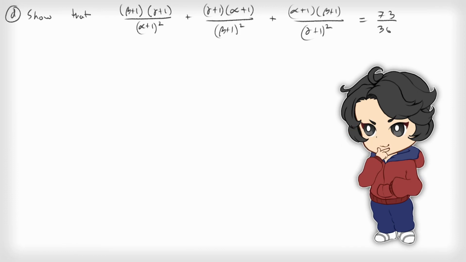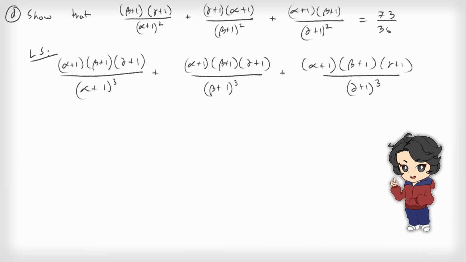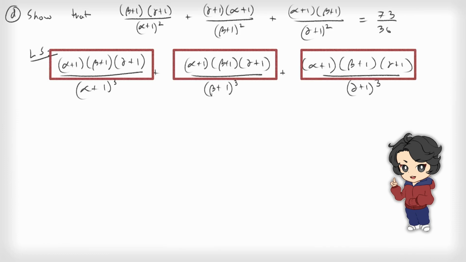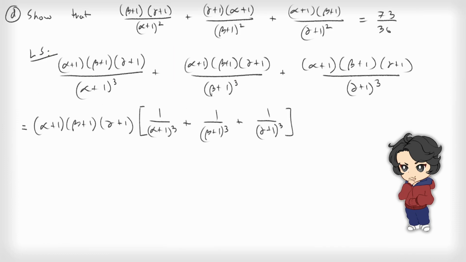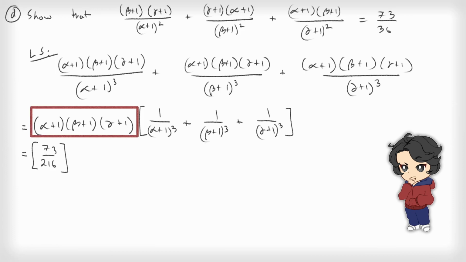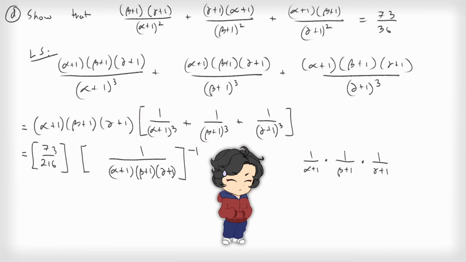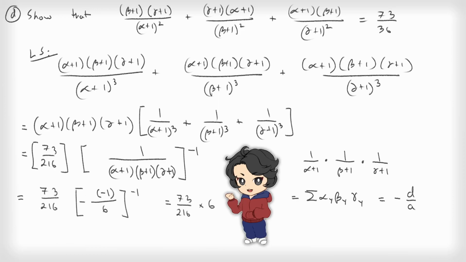At first, you might be tempted to perform an LCM operation on the left side, but that will only make things more convoluted than necessary. Instead, what we can do is raise each fraction by a single power of their own denominators so that all the numerators are the same. We can then factor out the numerators to get this expression. If you remember our question, this part is S3 of y, meaning this is 73 by 216. But then what about this? Well, if you look at its reciprocal, you'll notice that this is actually the product of the roots of y, which would be minus d by a. If you plug this in and solve it, you get 73 by 36.